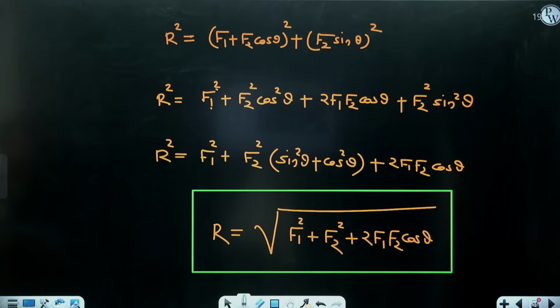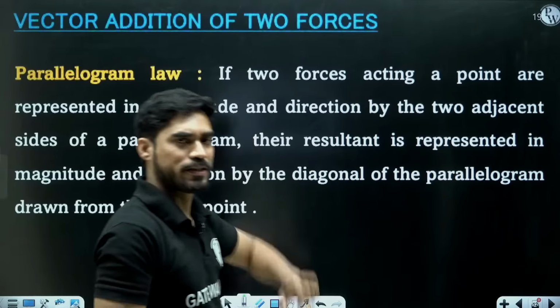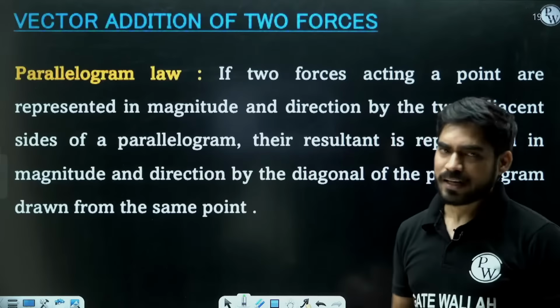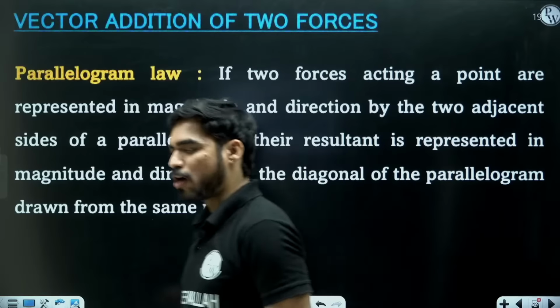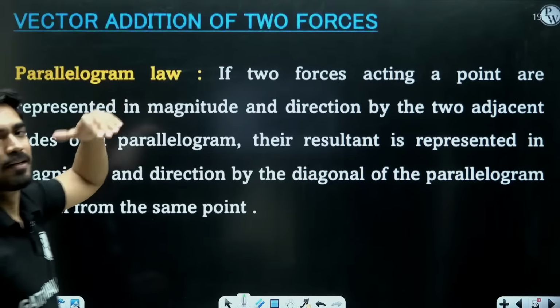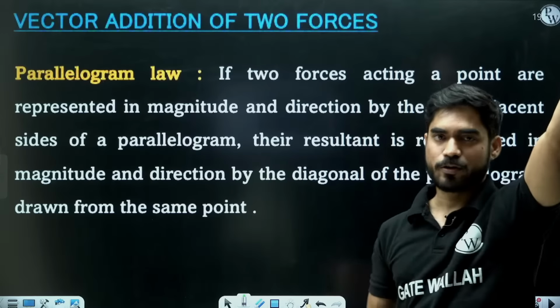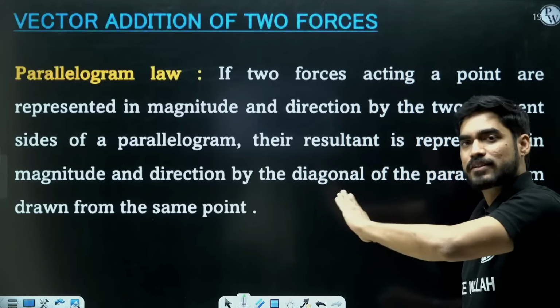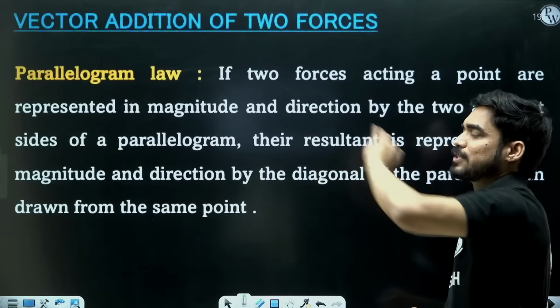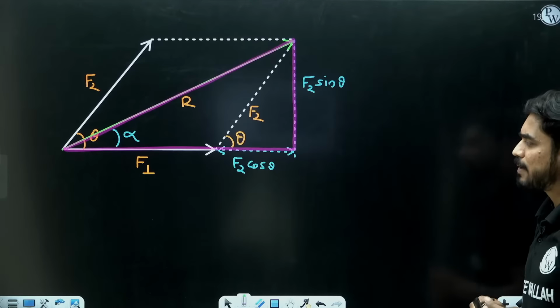Now let's solve a few problems in order to understand how we are going to apply this concept. There is another law of adding two forces that we are going to understand later, the law of triangle. Right now we are going to just add two forces using parallelogram law. You don't need to do all this in every problem. You just remember this formula.